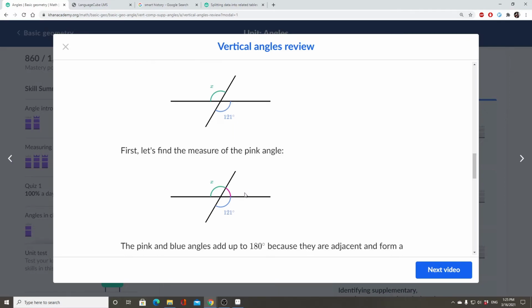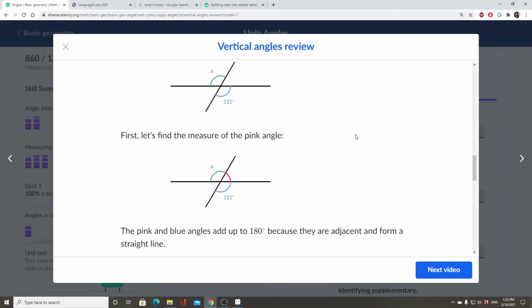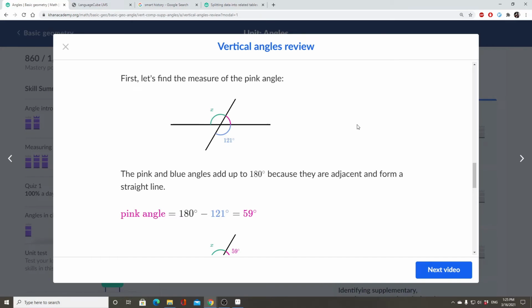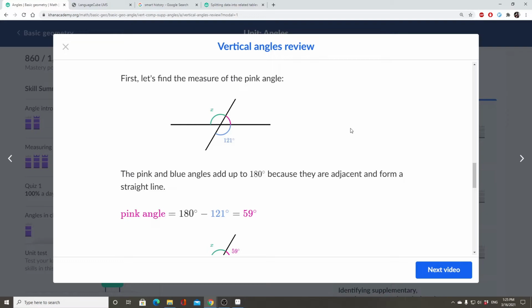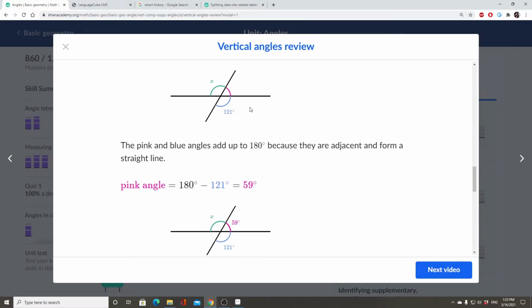First, let's find the measure of the pink angle. Okay, this is a little more complicated than I expected, but maybe I was right. The pink and the blue angle add up to 180 because they are adjacent and form a straight line. Oh, that's pretty smart. Whatever the sum of these two angles is, it's 180 because it's a straight line.